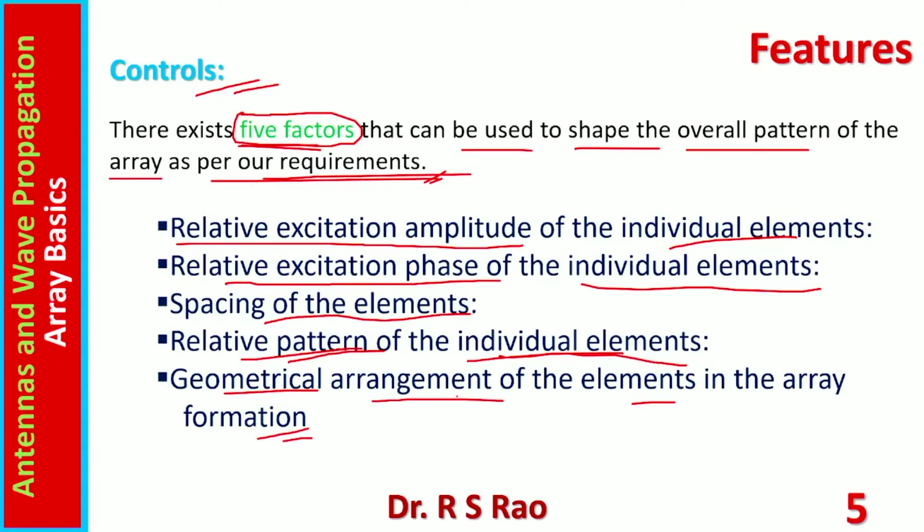The elements may be placed in a straight line. They may be placed over a plane. They may be placed in the form of a circle. They may be placed in a triangular form. So geometrical arrangement plays an important role in fulfilling the requirements of the application on hand. So these five controls give us certain freedom. They give us scope to arrange things in such a way that the array gives a pattern as we require it, as we need it.